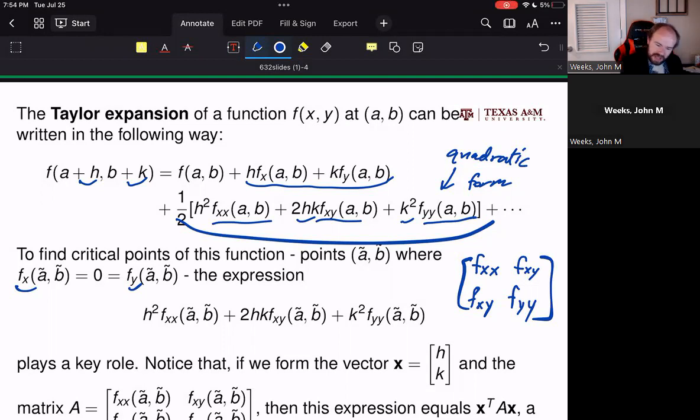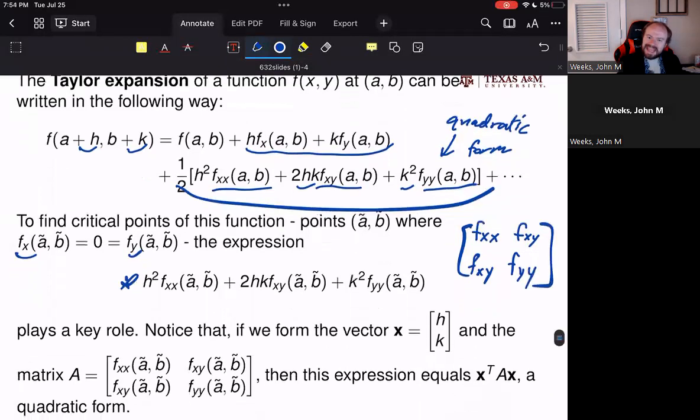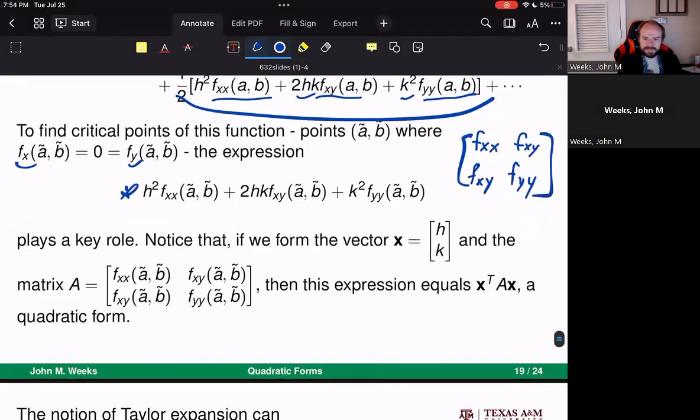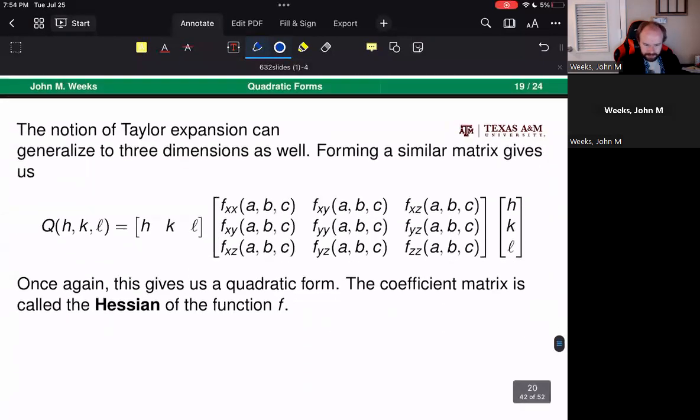Now, the expression here in the proof of why this actually works is playing a key role. It's h squared f sub xx plus 2hk f sub xy plus k squared f sub yy. This ends up playing a key role here. Again, a tilde, b tilde is our critical point of this function. So notice that if we form the vector (h, k), then indeed this matrix here is a quadratic form. This is giving us a quadratic form for this matrix. And that's why this matrix ends up playing such a big role.